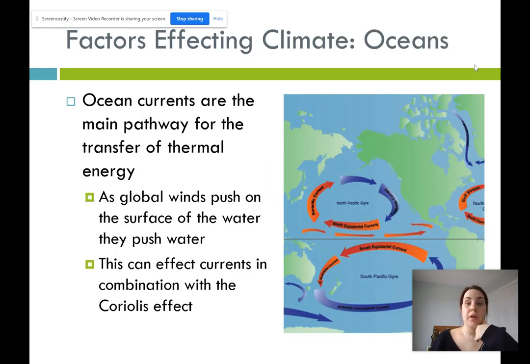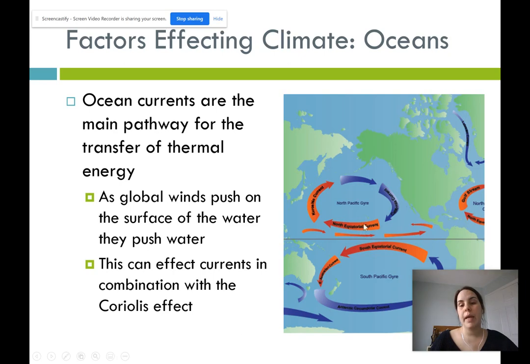The third thing we're going to talk about is our oceans. Ocean currents are the main pathway for the transfer of thermal energy. Global winds will push water on the surface, and it will create these consistent patterns that we also call currents, like the air currents. So we'll see these cycles of water that continue to spin around or move around in consistent patterns. This can be caused by the Coriolis effect. The spinning of the Earth can cause some of the water to move. Also, the winds, like we said, can cause water to move.